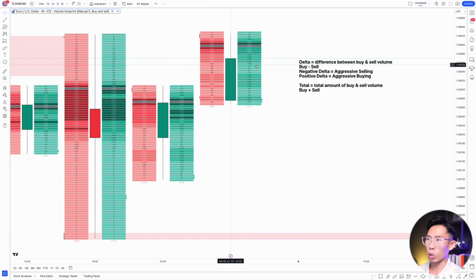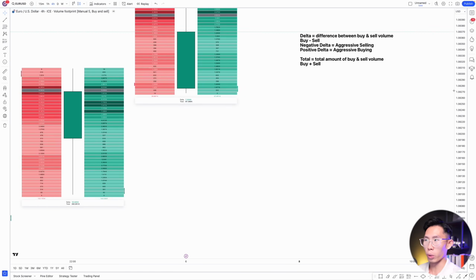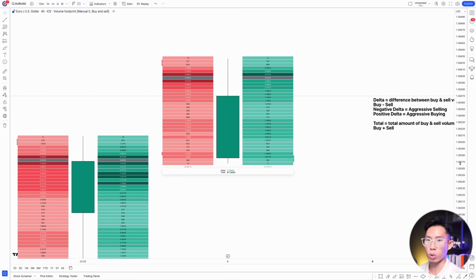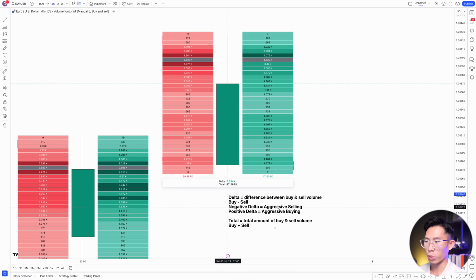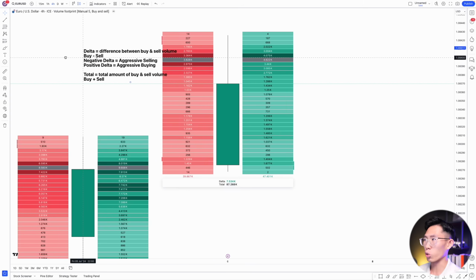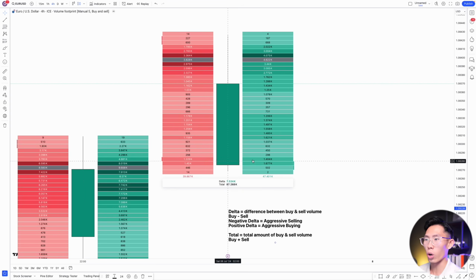Right, so let's dive deep into how to actually read these footprint charts. I'm just going to zoom into one candlestick like this. Over here we've got the candlestick, and on the right hand side we've got the buying volume, the buy orders, and on the left hand side we've got the sell orders, the selling volume. So this is basically your bid and ask, right? When you look at this, you can see there's a lot going on here, but I'm going to simplify things with a little description so you can understand what's going on with this footprint.